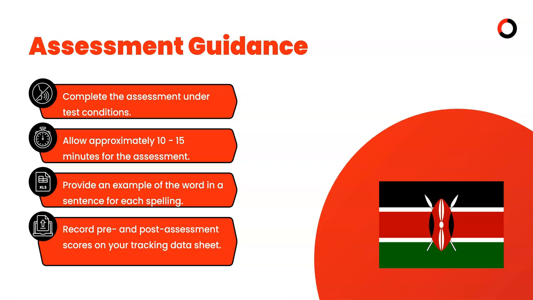Assessment guidance. Complete the assessment under test conditions. Allow approximately 10 to 15 minutes for the assessment. Provide an example of the word in a sentence for each spelling, and we do help you with this by providing examples needed. And then record your pre and post assessment scores on your tracking spreadsheet and then input them into the platform.